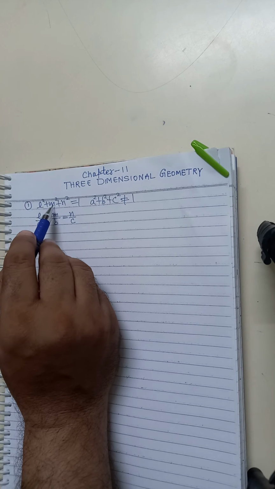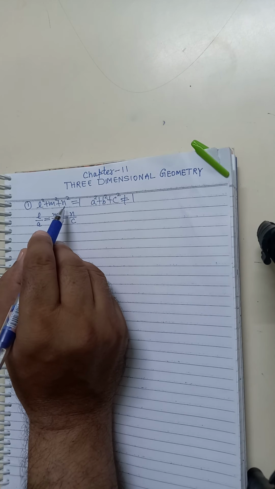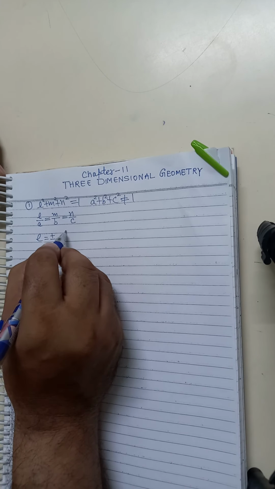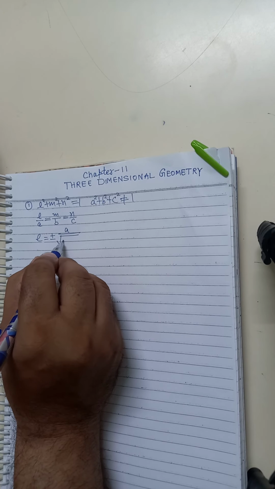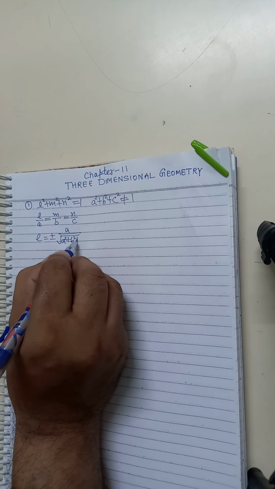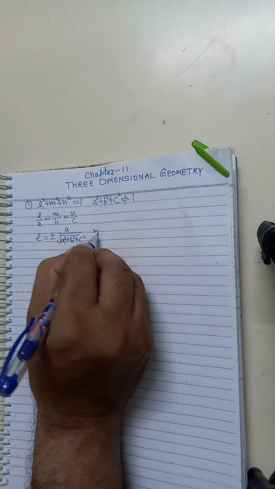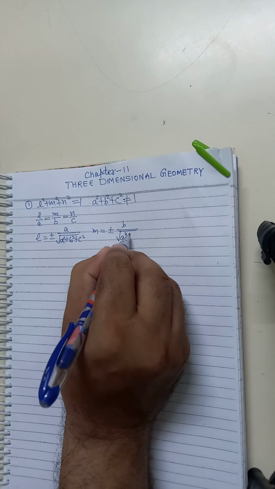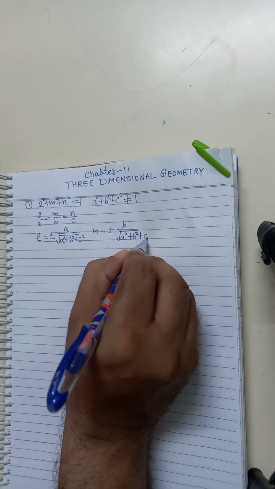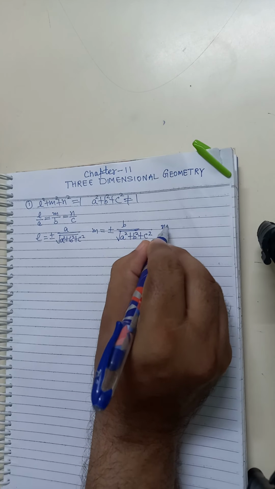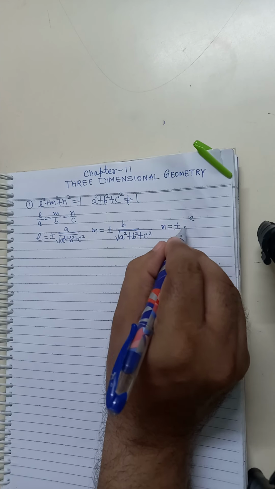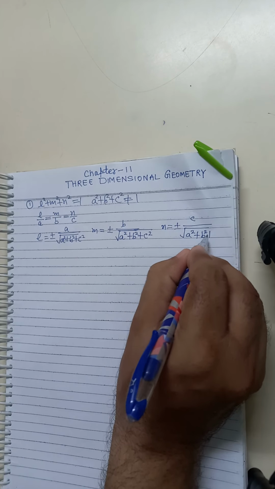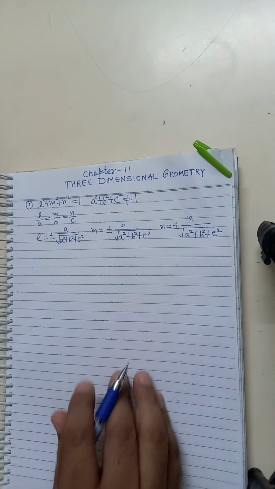Direction cosines you know, cos alpha, cos beta, cos gamma, clear? And direction cosines you can find, you know this formula: L is equal to A upon root A square plus B square plus C square. M is equal to plus minus B upon root A square plus B square plus C square. N is equal to plus minus C upon square root of A square plus B square plus C square, clear?